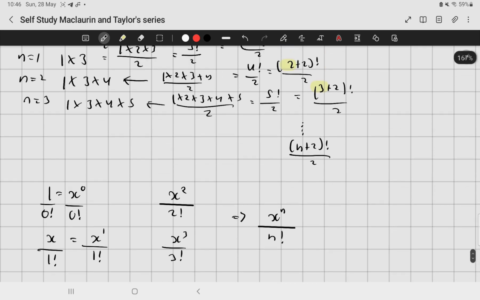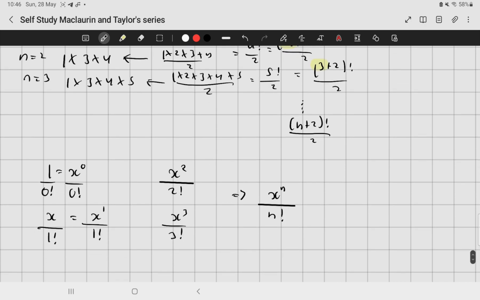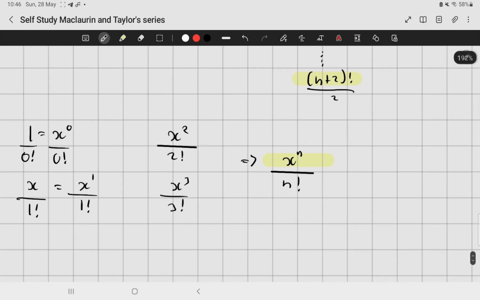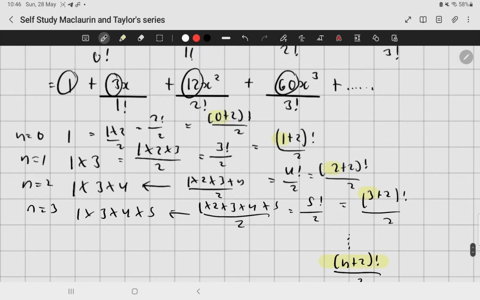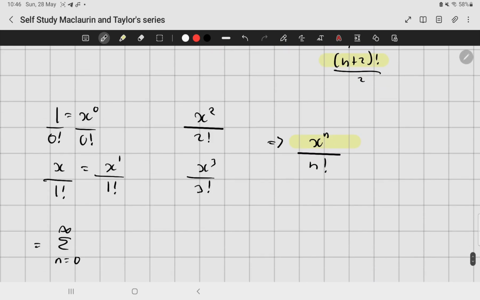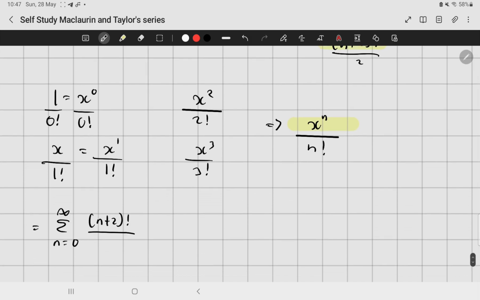So now we have obtained the expression for the variable x and for our coefficients. Now we have to combine them and express that as an infinite series. Well, it's a multiple of one another. This is a multiple of this. Therefore, we could combine them and express it as the sum from n equals 0, we begin with 0 for both of them, up until infinity, of n plus 2 factorial over 2, times x to the power of n over n factorial.